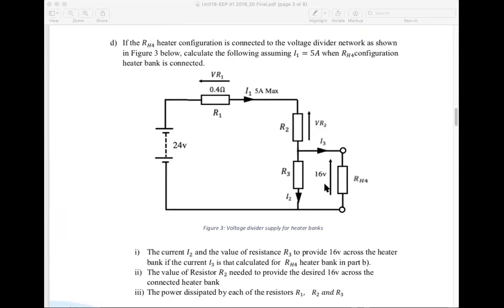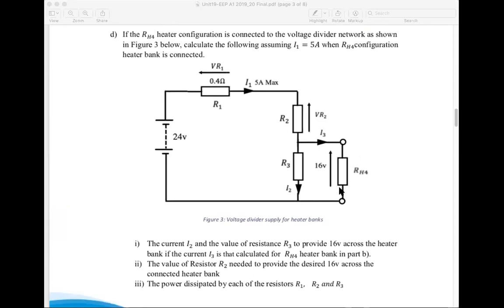RH4 here is effectively the load, isn't it? So you could call it VL as long as you call it something that you haven't already used. Doesn't really matter what you call it. It's the output voltage. You want it to be 16 volts for RH4, it wouldn't be 16 volts for the others because the conditions will change. This current will change.